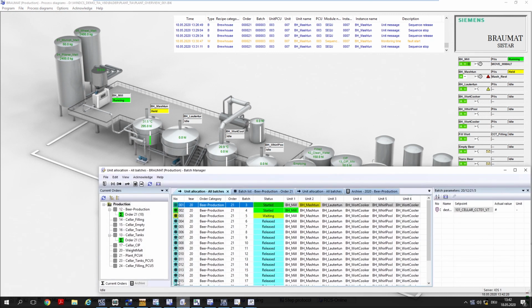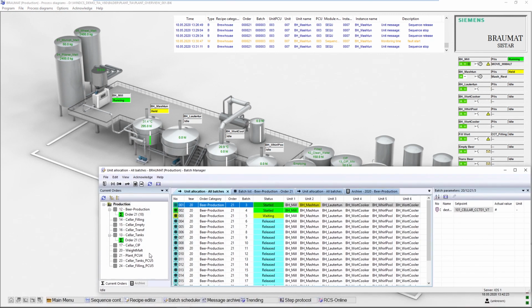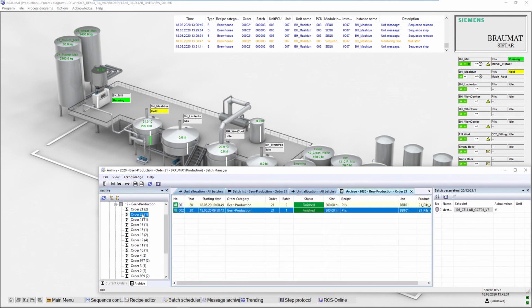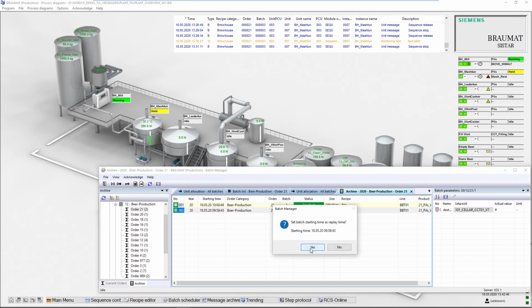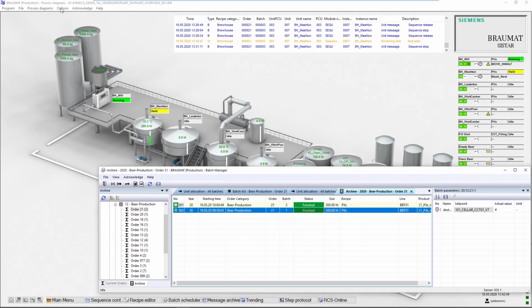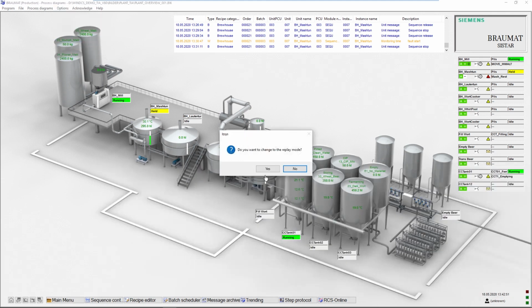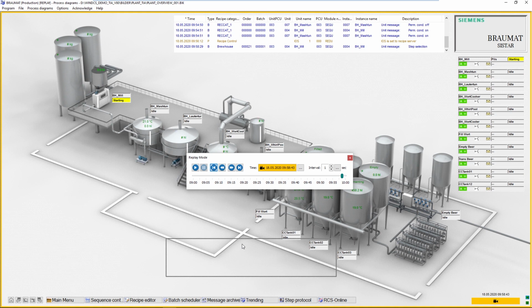Here we have an entry point in so-called order management. In the order management, there is also an archive function for batches that have already been run. We select a batch that we consider a golden batch, i.e. a batch that has run optimally. Again, we can select the entry point. That's the beginning of the batch. Toggle the process screen and see again the frozen state.